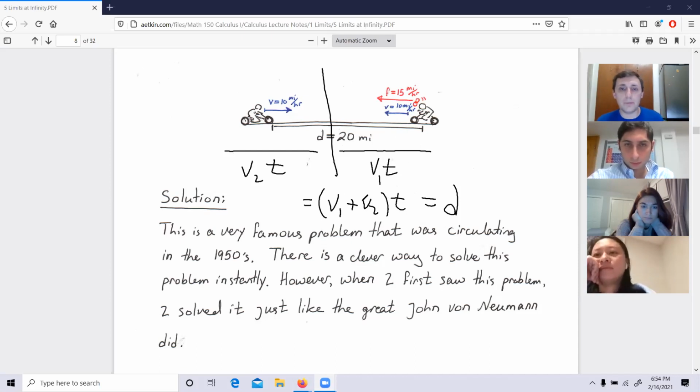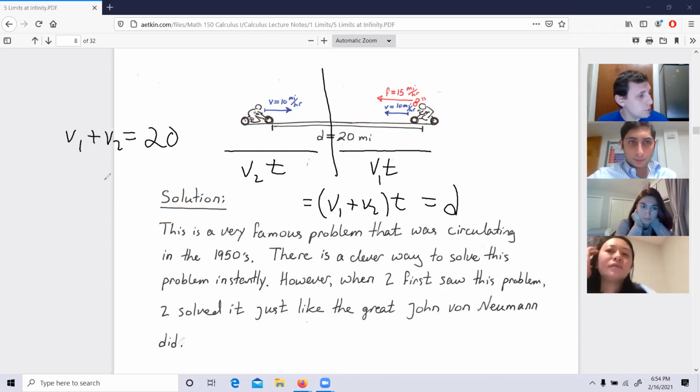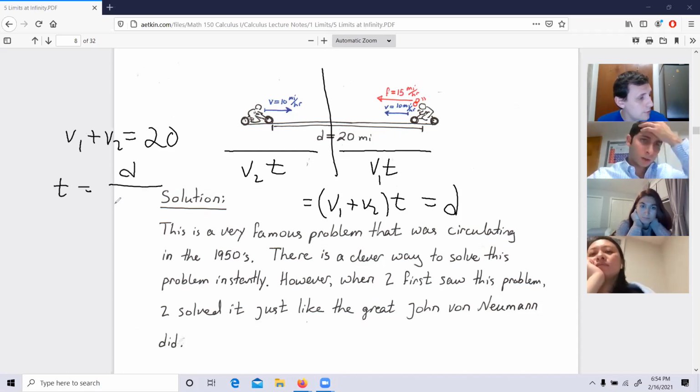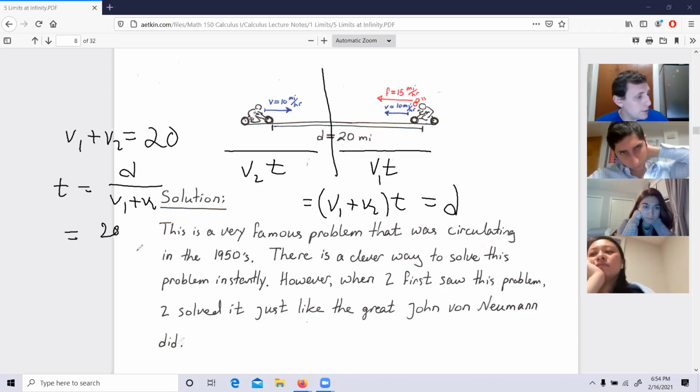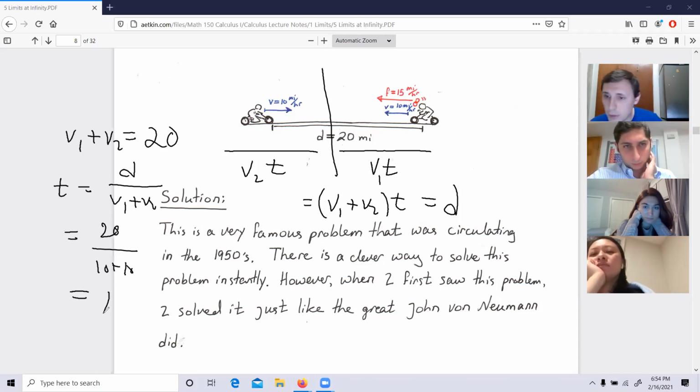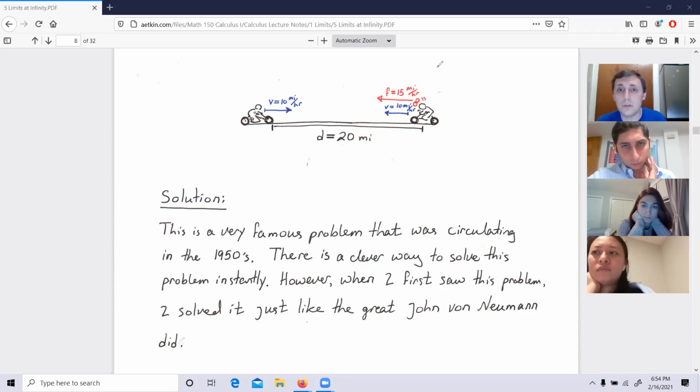So in this case, V1 plus V2 equals 20 miles per hour. And the distance is also 20. So to solve for t, we need to take the distance and divide by V1 plus V2. So the amount of time is 20 divided by 10 plus 10, or 1 hour. As many of you can see, simply without any calculation, just by symmetry. Yes? You're experienced with moving objects, hopefully, and you understand something about velocities maybe.